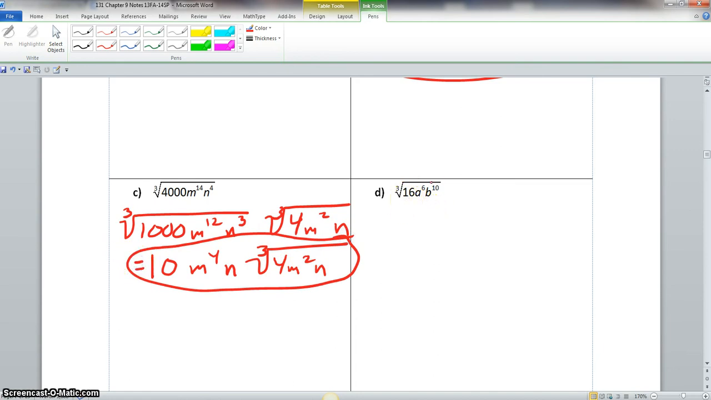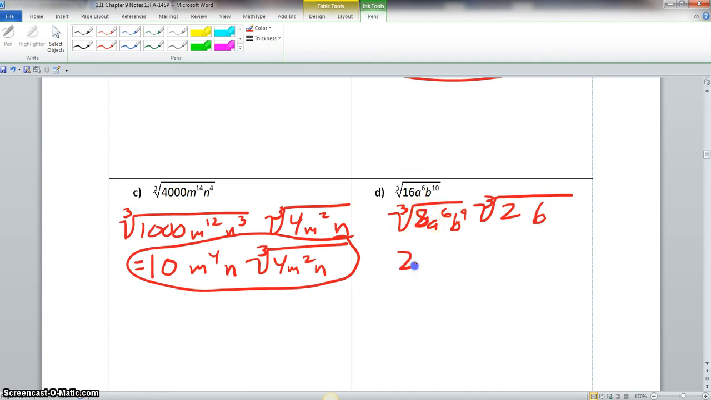Now we come here to D. We had a cube root. The highest perfect cube in 16 we know is 8, with 2 left over. The cube root of a to the 6, we know that a to the 6 is a perfect cube. And the highest perfect cube in b to the 10th is b to the 9th. That leaves us a b.